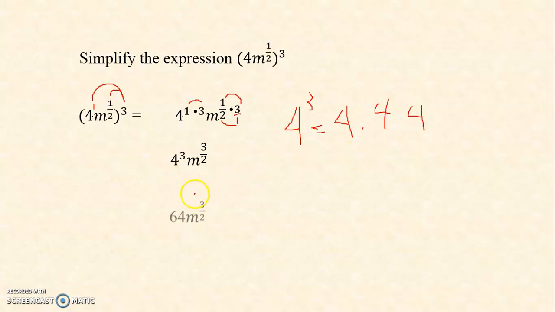So you now have 64m raised to 3 over 2. Is that clear?